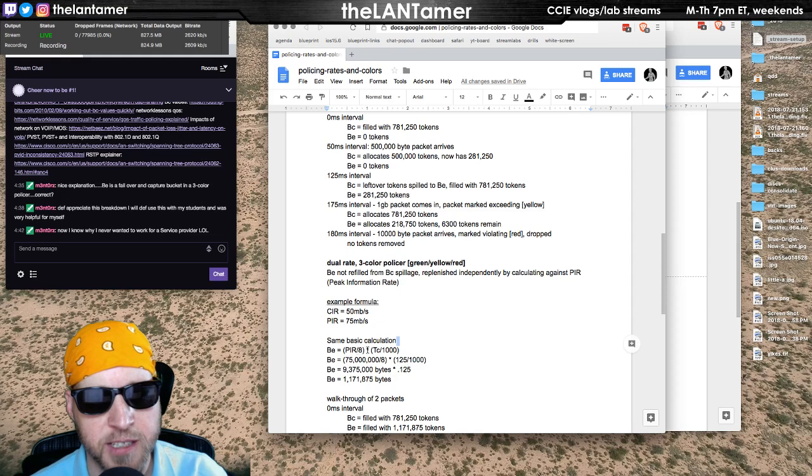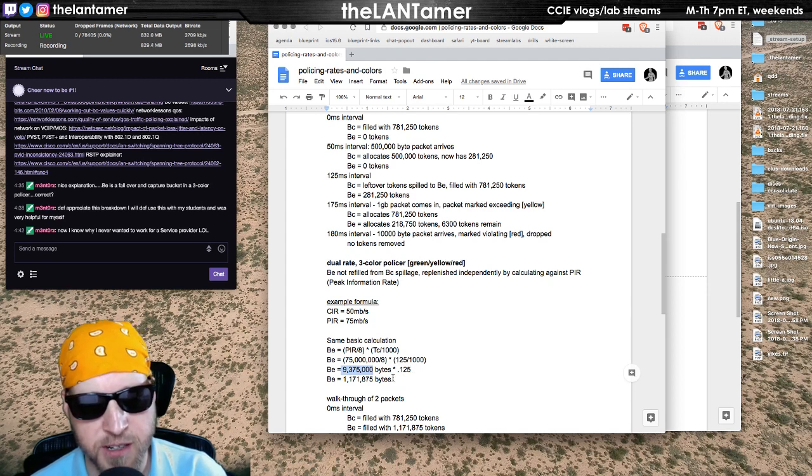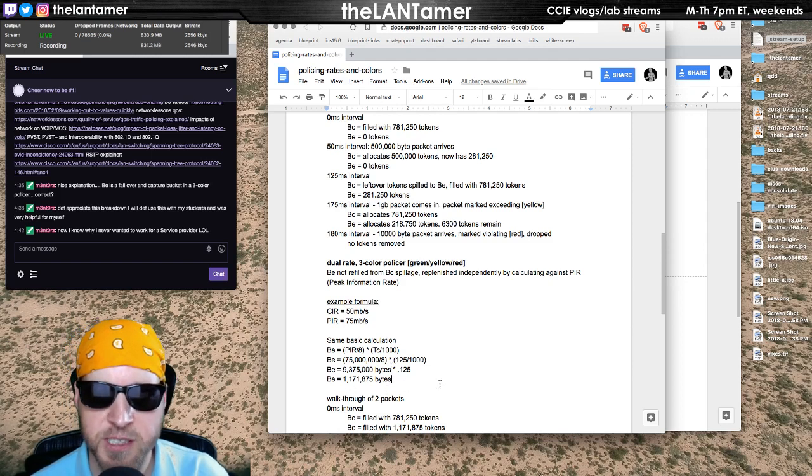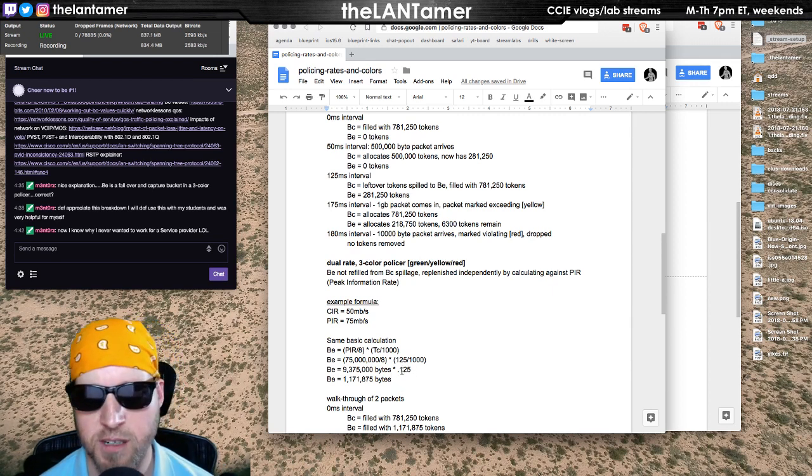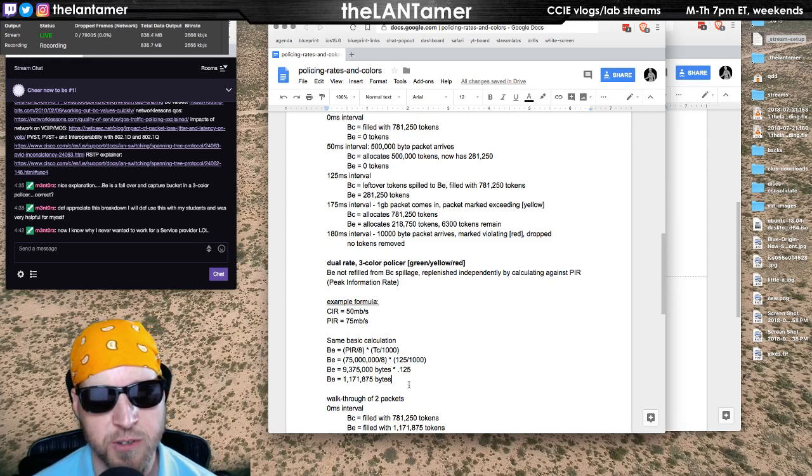So the PIR divided by 8 times TC divided by 1,000, right? Because we want milliseconds. So 75 million bits divided by 8 is 9,375 bytes times the same TC. We're using the same TC here. You need to calculate these based on the same TC, the same time cycle. As far as I know, you can't really have two different rates based on two different intervals. I don't think you can. So anyway, as you can see here, we get more bytes per TC in the BE bucket.